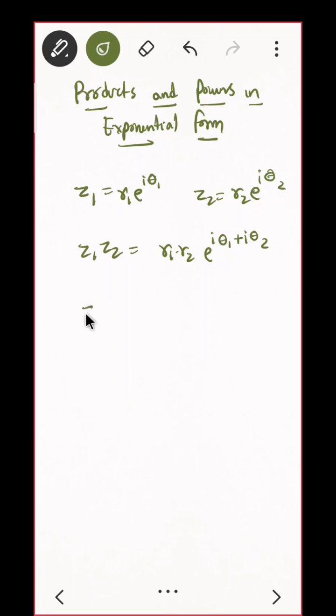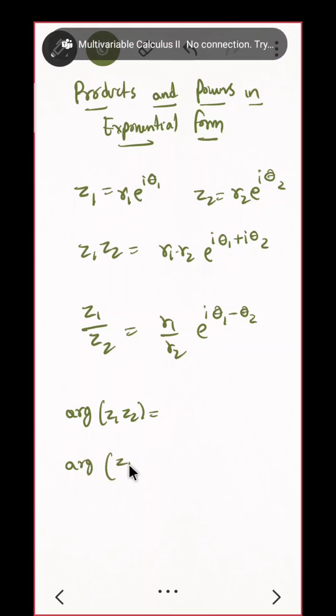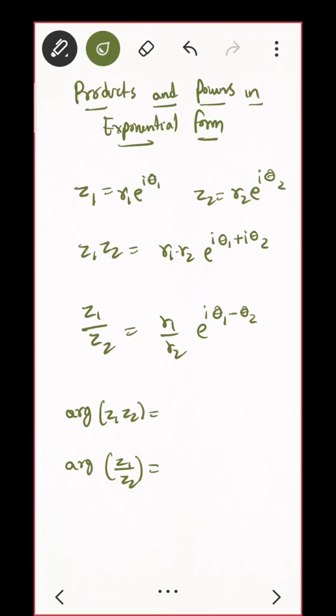And what about z1 by z2? It will be r1 by r2 e raised to I theta 1 minus theta 2. So do you observe something? What is the argument of z1 z2, and the argument of z1 by z2? What is the argument of z1 z2?